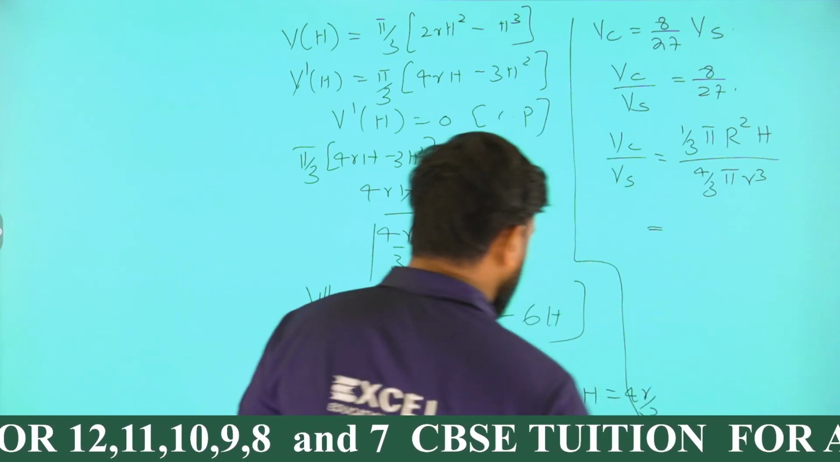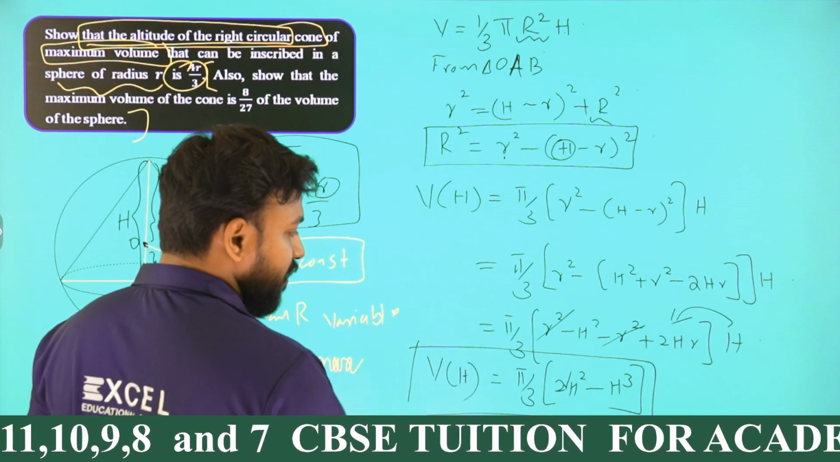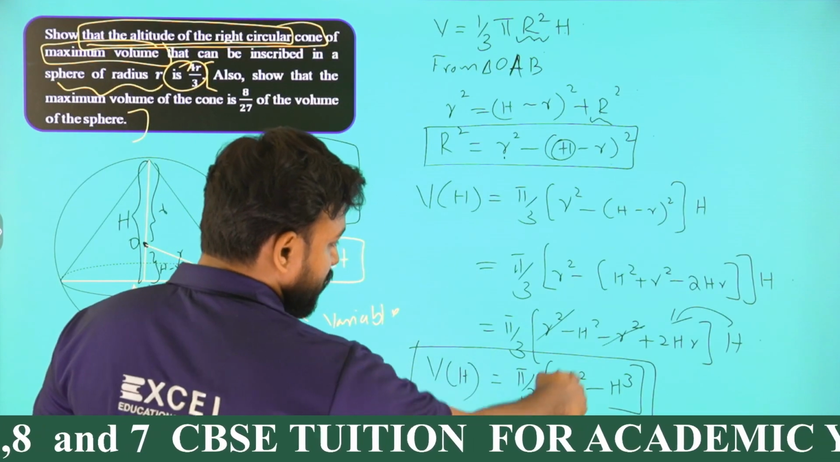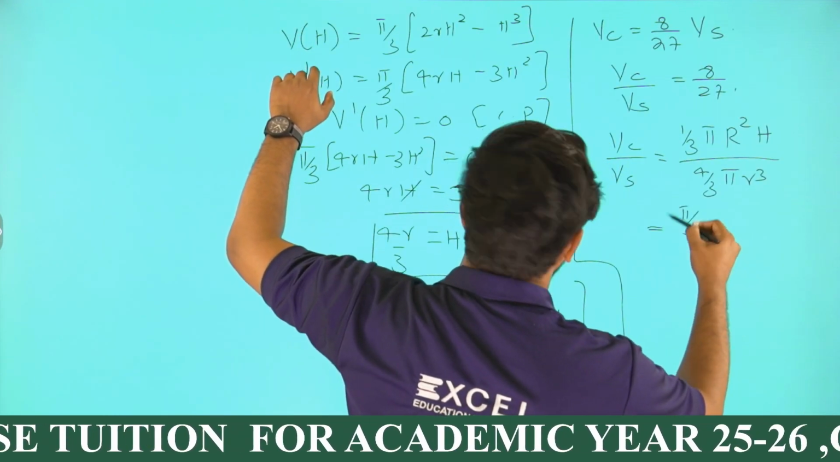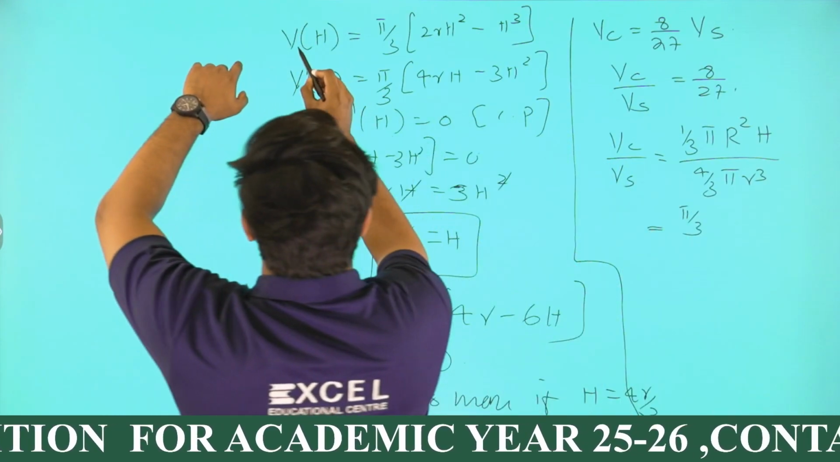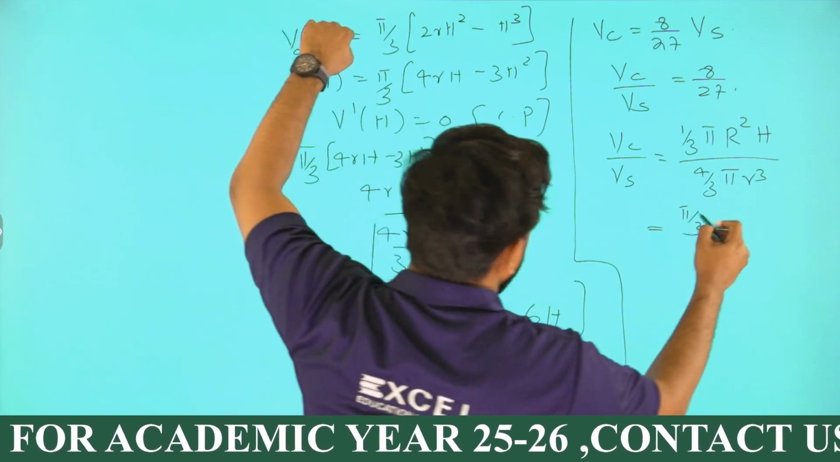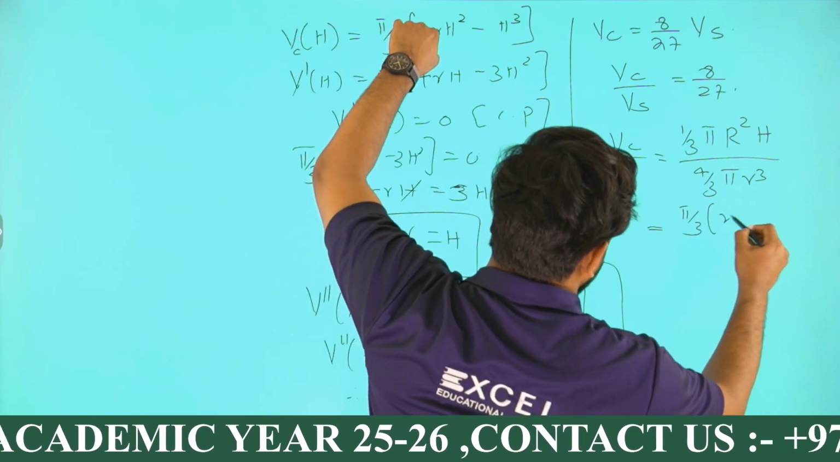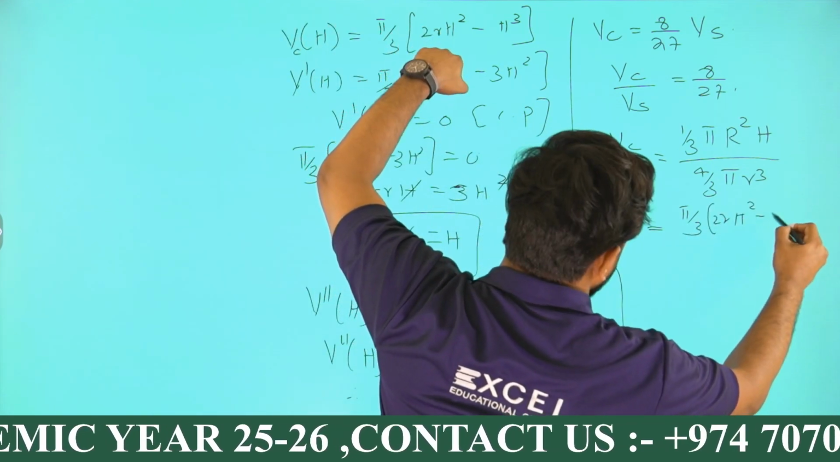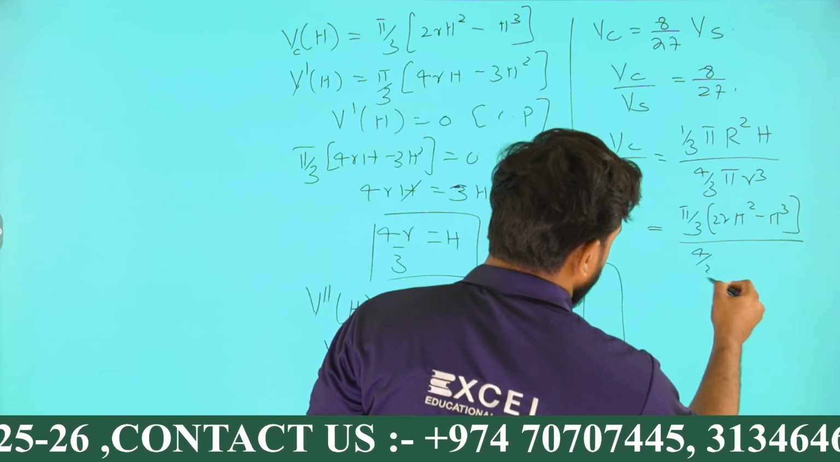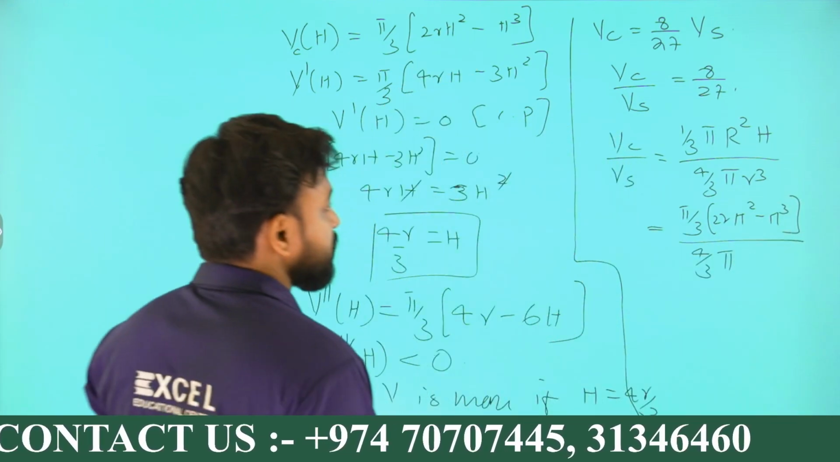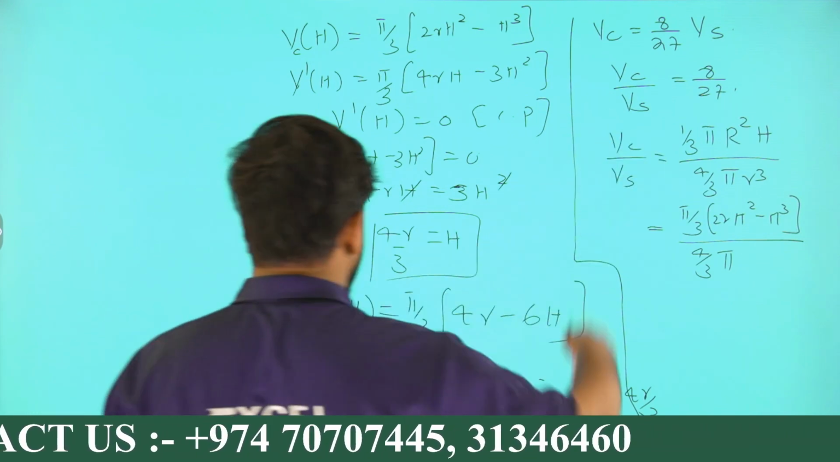So you can use that there. It's pi by 3 (2rh square minus h cube). It's here, pi by 3. This is the volume of the cone in terms of height: pi by 3 (2r h square minus h cube). And the volume of the sphere is 4 by 3 pi r cube, isn't it?